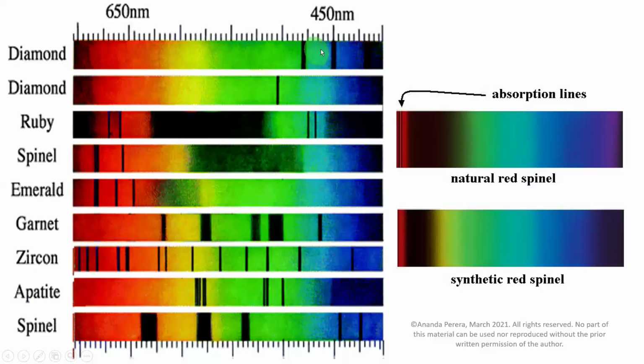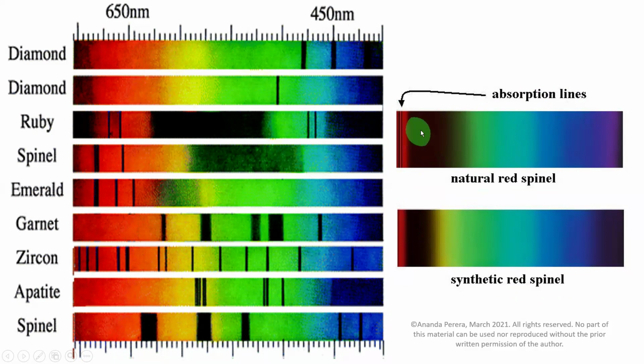Now, look at the absorption spectra. For example, here, absorption lines from natural red spinel are here. There are 3 lines. If it is synthetic red spinel, it is different. See these 2 differences. Natural red spinel has 3 absorption lines here. Which part? Red part. And synthetic red spinel, only 1.